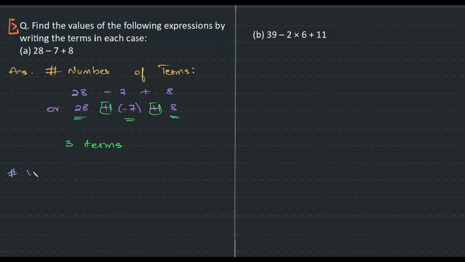Then the value. So how will we do it? 28 minus 7 plus 8. I will deal with 28 minus 7 first, that is 21. Then plus 8 is remaining. Then this will be, yeah, 29. That's the value.